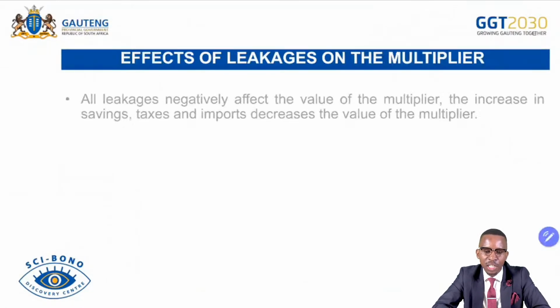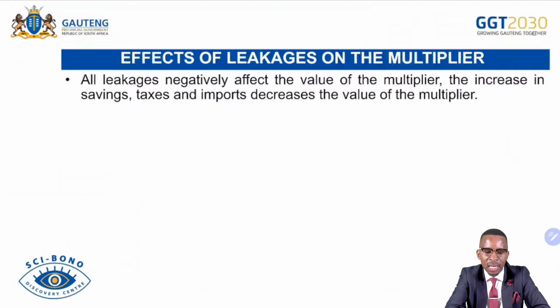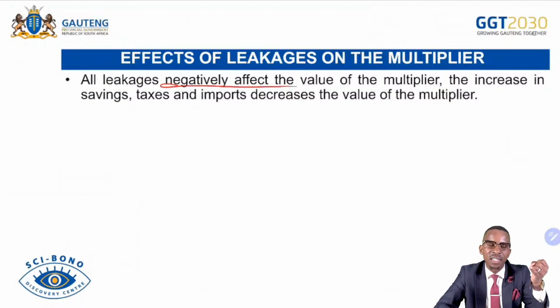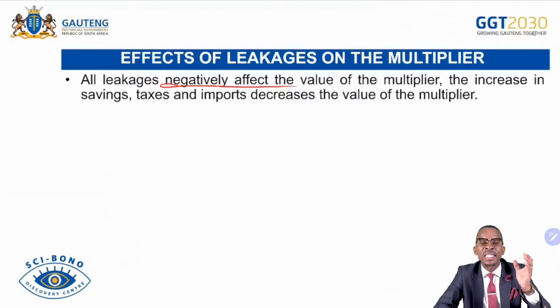Effects of leakages on the multiplier. All leakages negatively affect the multiplier. So the likes of savings: if savings are increasing, that means money is not available in circulation. There is less money available. That will decrease the value of the multiplier because savings are leakages. Money is taken away from the circulation or from the flow.